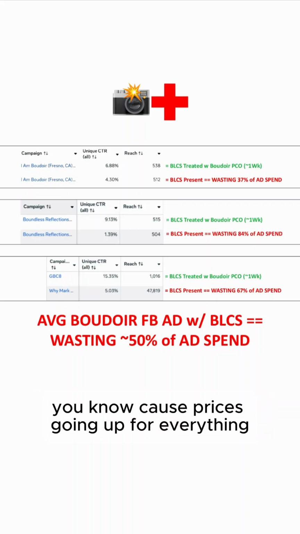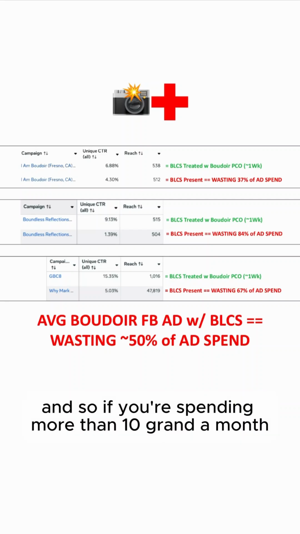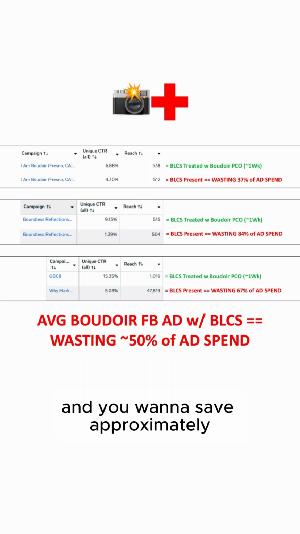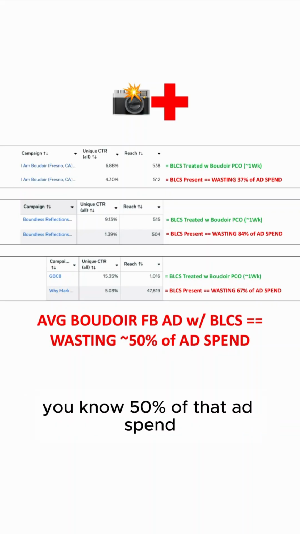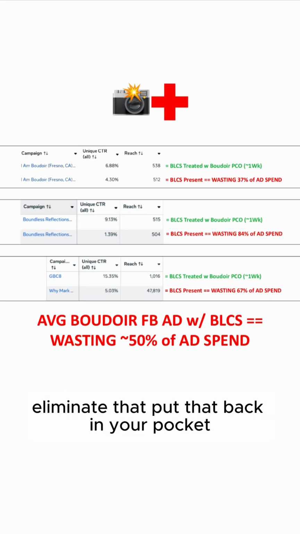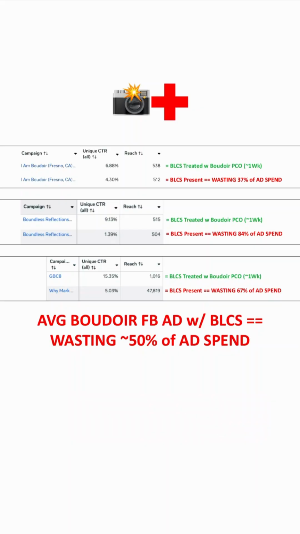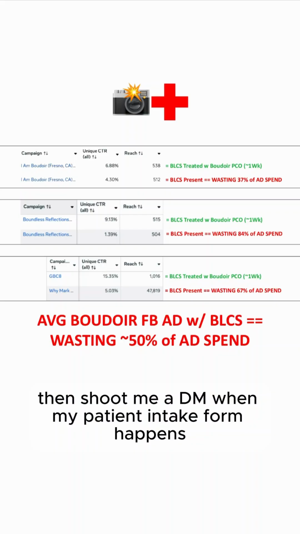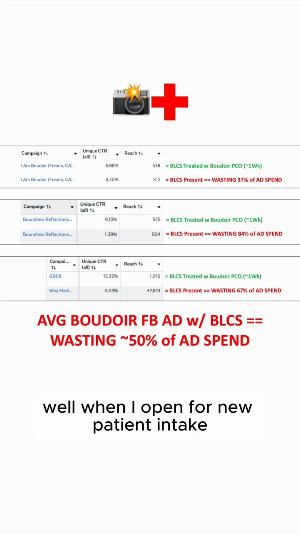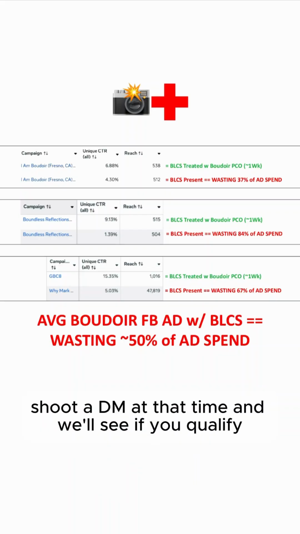Because price is going up for everything in real life all over. And so if you're spending more than 10 grand a month and you want to save approximately 50% of that ad spend, eliminate that, put that back in your pocket, which would be about 60 grand over the next year, then shoot me a DM when my patient intake form happens. Well, when I open for new patient intake, my DMs are closed right now, but when my DMs do open, shoot a DM at that time, and we'll see if you qualify.